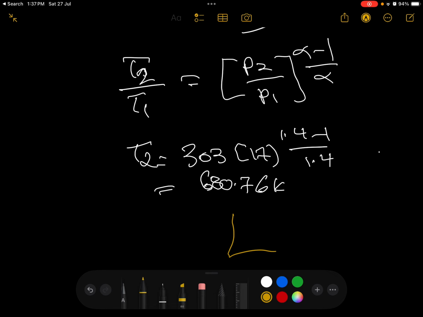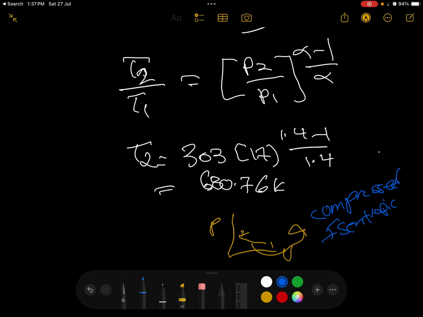Meaning, on the PV diagram, compressed 1 to 2. This is what we mean by compressed isentropically. So when they say compressed isentropically to 17 bar, that's 1 to 2.